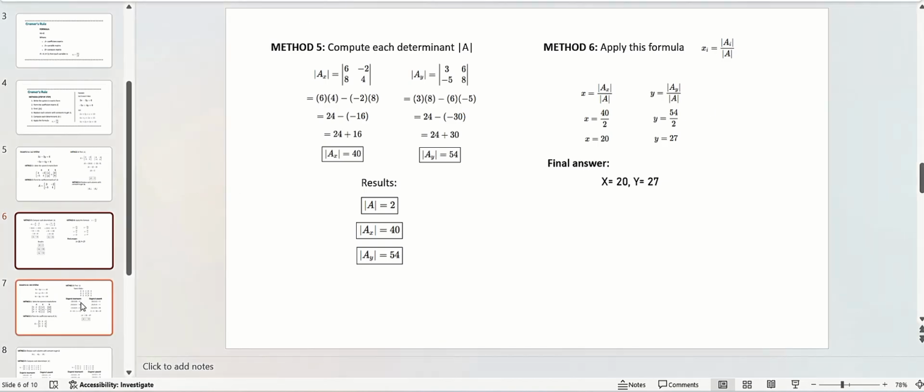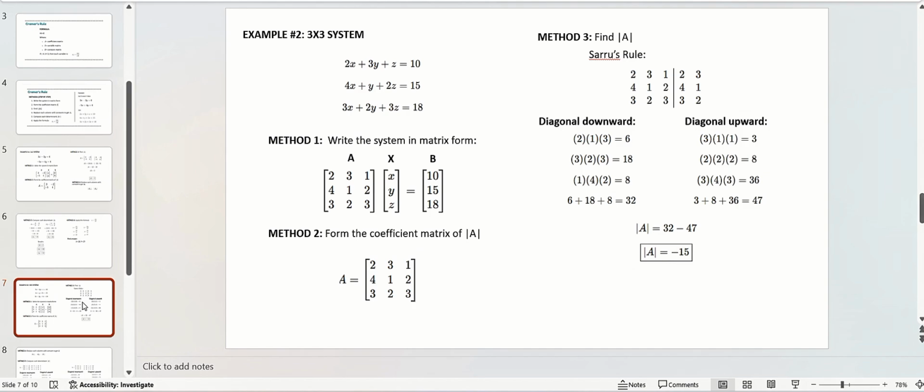Then let's proceed to example number 2, which is 3 by 3 system. So duha natay tulo ka equations and tulo ka unknowns. So ang Cramer's rule is applicable ni siya gamiton.